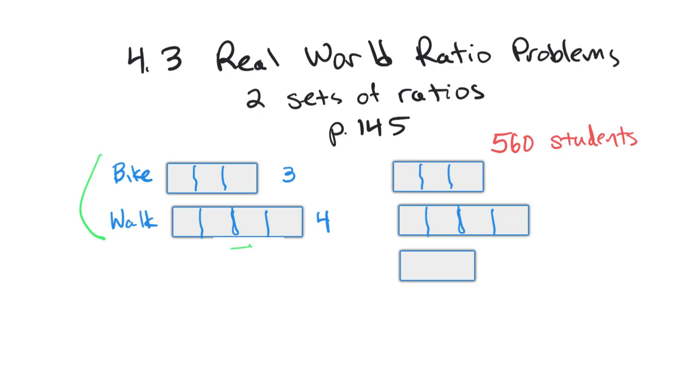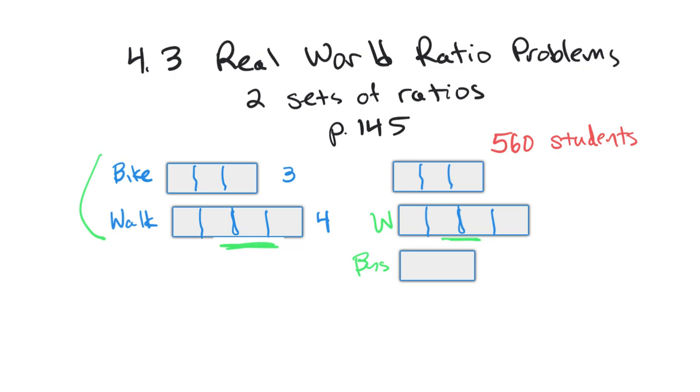What I did was I copied this bar over to here. So this is still the walkers because it's the same amount of students. It's just a different ratio. And then here is the bus riders. Put a bar for them. Now it says that the walkers to the bus riders is 12 to 7.